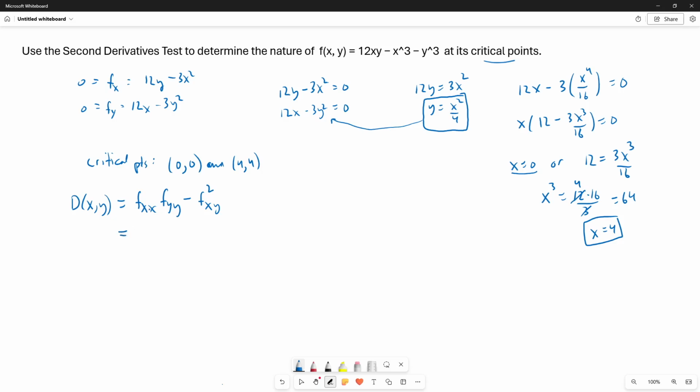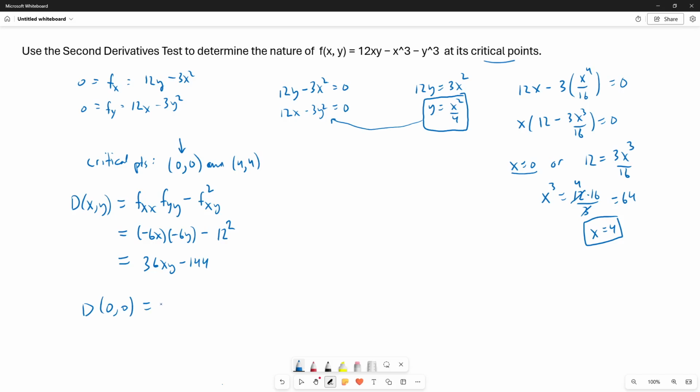And we have f sub xx. Here's f sub x right here. So f sub xx is negative 6x. f sub yy is negative 6y. And f sub xy is 12. So our discriminant is 36xy minus 144. At (0, 0), the discriminant is negative.